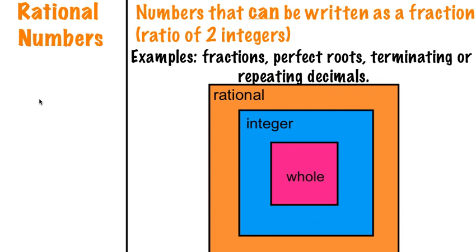Once again, I would like you to pause and copy this down. Rational numbers are numbers that can be written as a fraction. If I have a fraction, I can represent that as a decimal by dividing it, and I'll either get a decimal that terminates or stops, or a decimal that repeats and goes on forever. I can also have perfect roots, square root of 25, square root of 100, and we'll have some more examples of that in a minute.